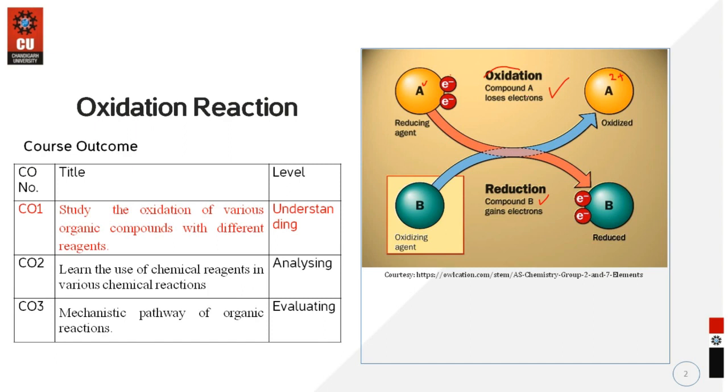After studying this course, the student will be able to study the oxidation of various organic compounds with different reagents, and the second outcome is to learn the use of chemical reagents in various chemical reactions. Yes, that is most important: every reagent is not used everywhere. So the student has to learn the concept of reagents. A specific reagent is used to carry out a particular reaction, all right?